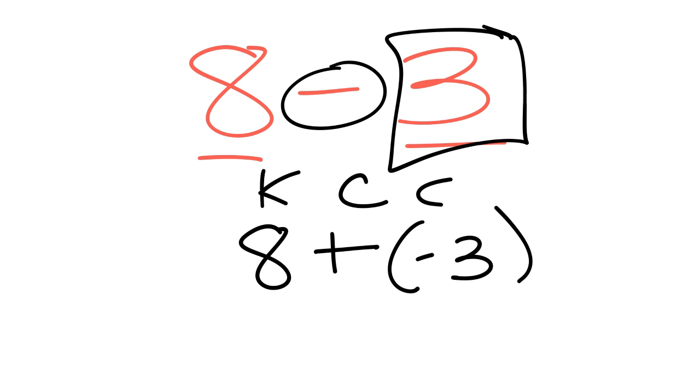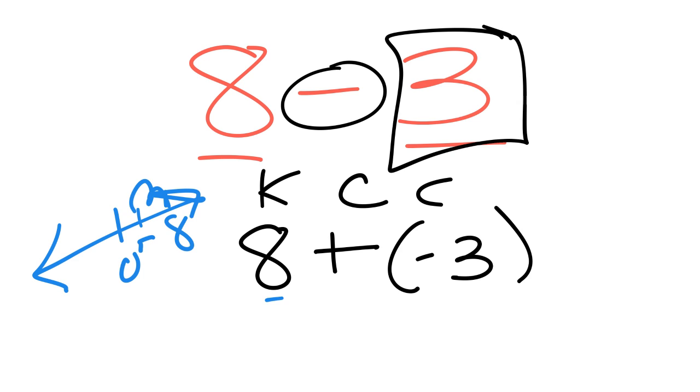So if we were to now add this using a number line, and again, some of us need to do this and some of us don't, we start at the first number, which is 8. And if we're adding negative 3, that means we're going to the left 3 spaces. And that's going to leave you at 5. So your final answer would be 5.